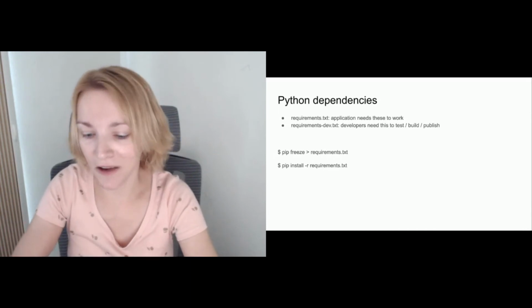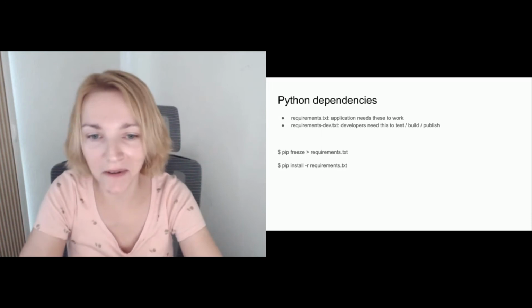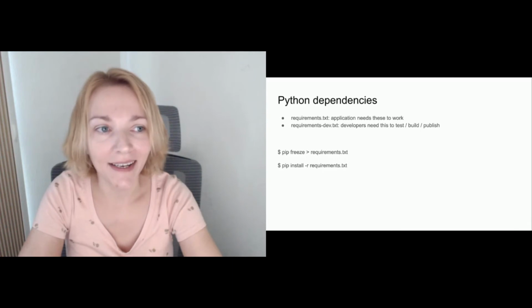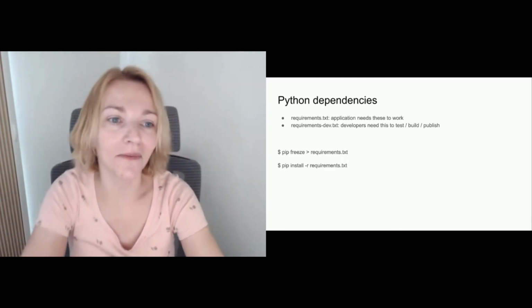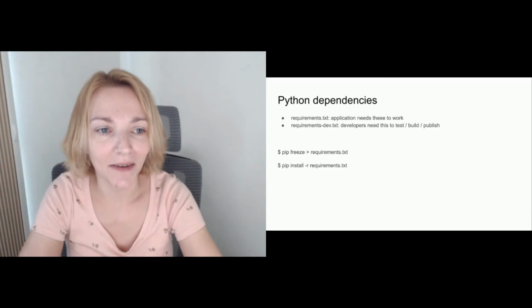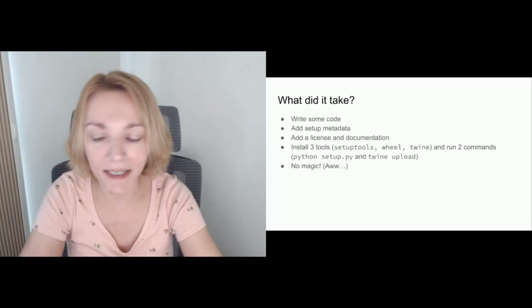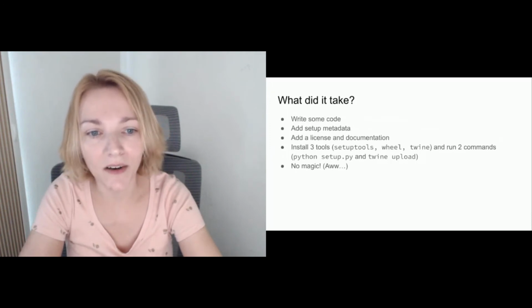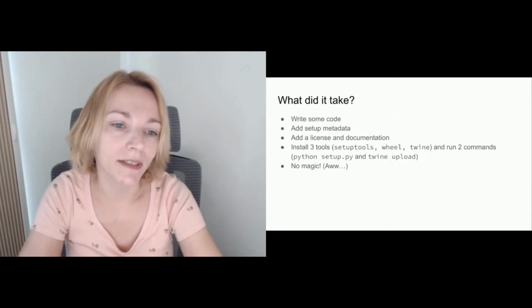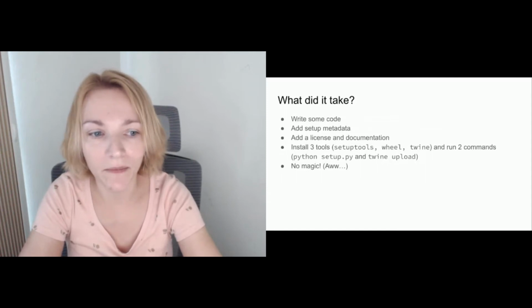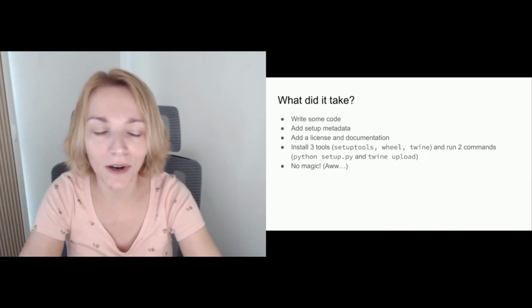Okay, so now you pretty much know everything about creating and building a Python package. So let's summarize. What did it take? We wrote some code here. We added the setup file with some metadata. We added a license and documentation, the README file. We had to install 3 tools, setuptools, wheel, and twine, and we ran just 2 commands, python setup.py and twine upload. And there is no magic whatsoever in the whole process.